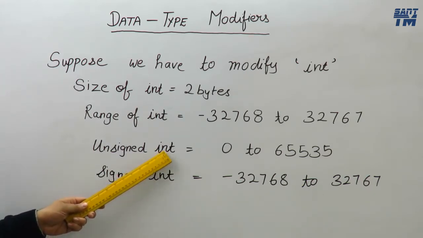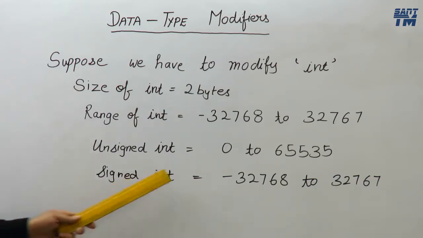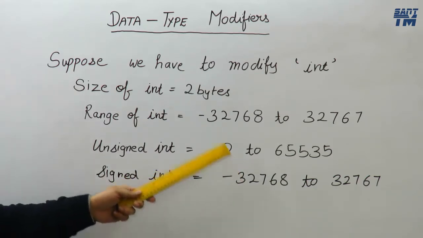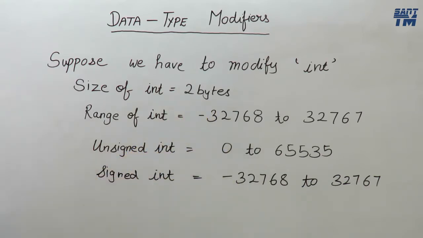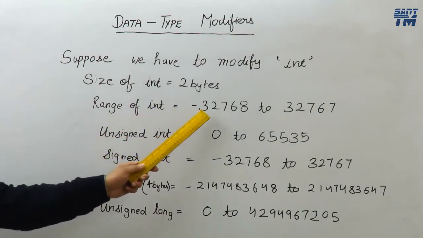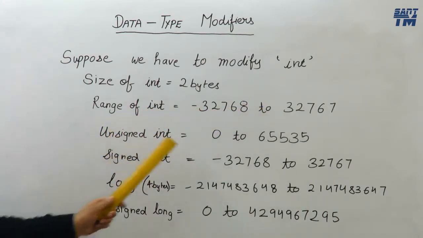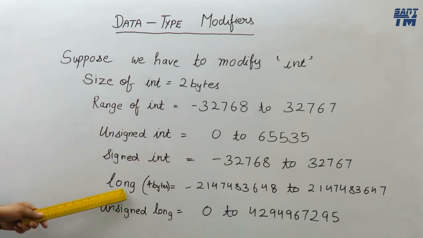We were first writing int a, but now we will write unsigned int a to declare a variable of unsigned int type. There is another data type modifier, signed int. Signed int is perfectly the same as normal int. There is no difference between the two. Now we will look at long. The int was taking values ranging from this to this, unsigned int from this to this, and signed int was the same as the original int.